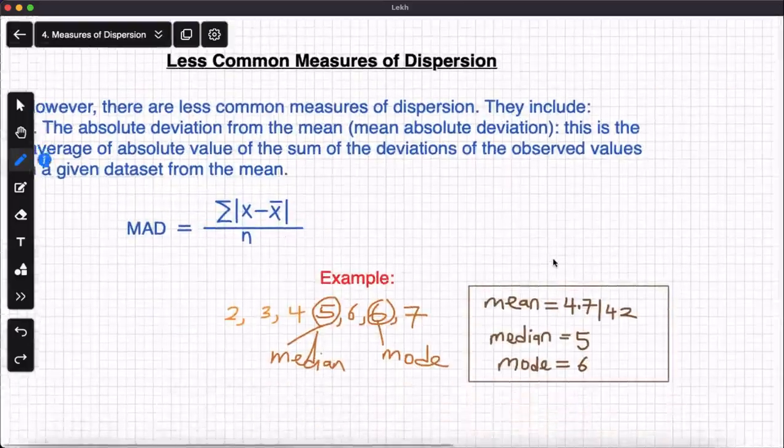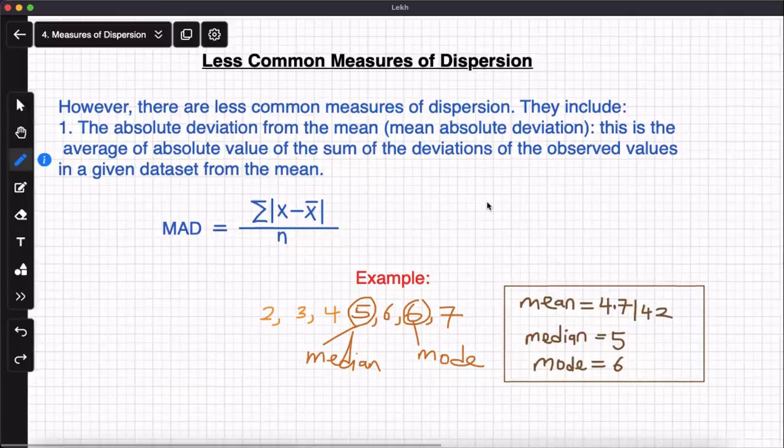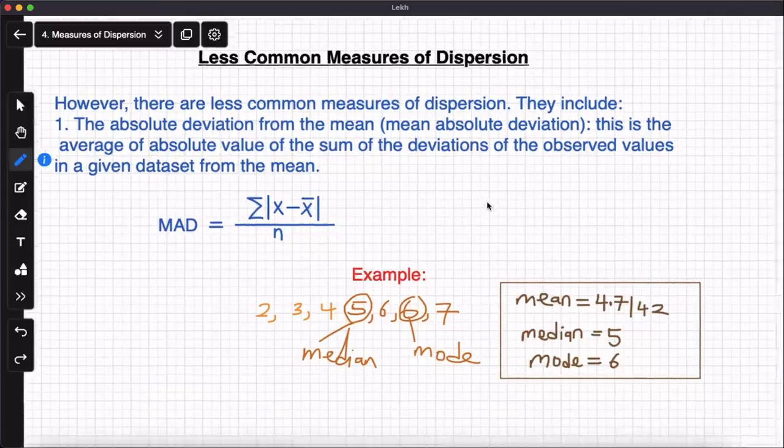So there is another less common measure of dispersion. Now, it's not that it doesn't appear in literature, but it may not be used as frequently as the variance, the range, and the standard deviation. All right, so we call it the mean absolute deviation, or you may just say absolute deviation from the mean.